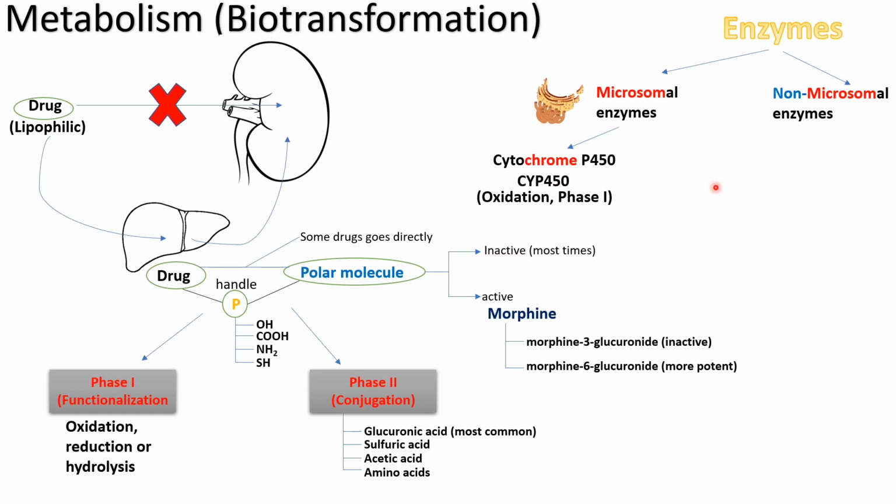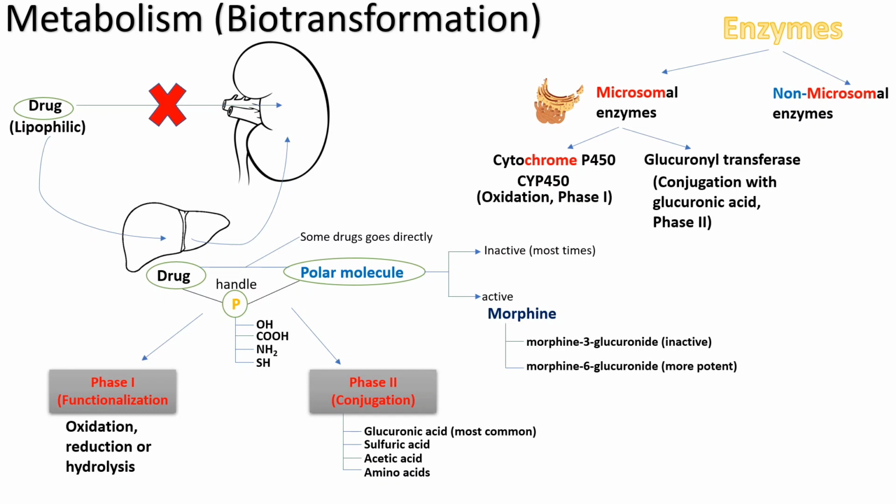Okay? Let's go back again to our microsomal enzymes. Another microsomal enzyme is glucuronyl transferase. And what does this enzyme do? Yes, it is the enzyme responsible for the conjugation with glucuronic acid in phase 2. The rest of the enzymes, whether in phase 1 or phase 2, are non-microsomal enzymes.